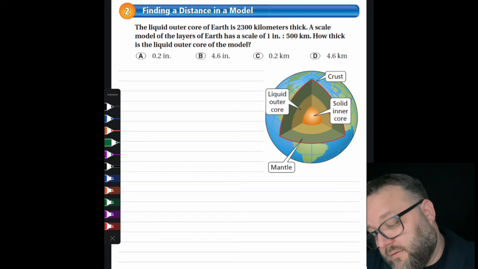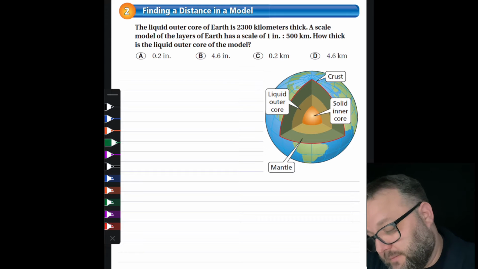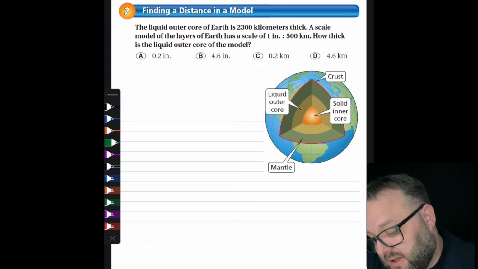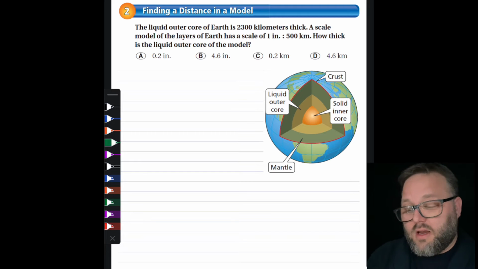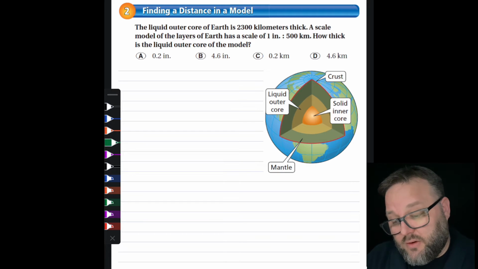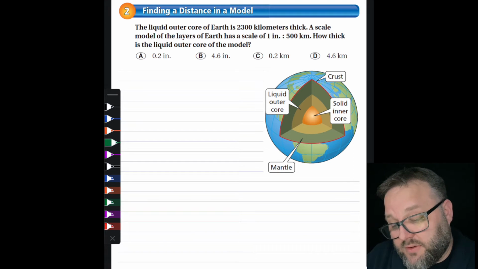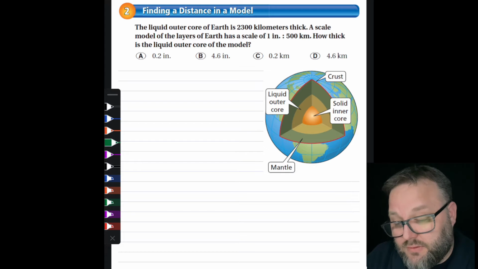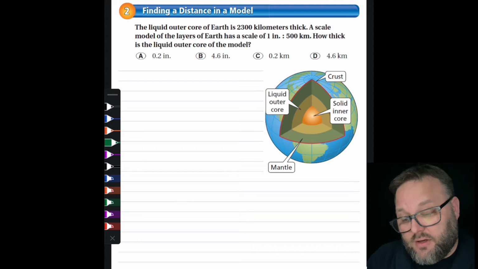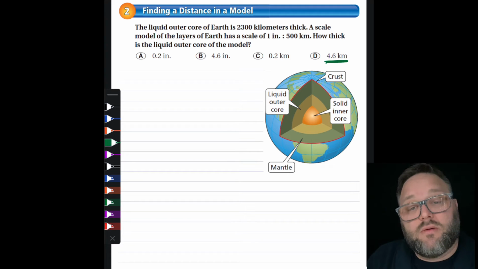So the liquid outer core of Earth is 2,300 kilometers thick. A scale model of layers of Earth has a scale of 1 inch to 500 kilometers. How thick is the liquid core of the model? Now, we have multiple options here, and I'm looking at this and I see the 1 to 500, 1 inch to 500 kilometers. I don't see anything close to that. These are all pretty small numbers, so I'm going to think to myself, well, 500 goes into 2,300 a little over 4 times, and they're talking kilometers, so it looks like this could be the answer.